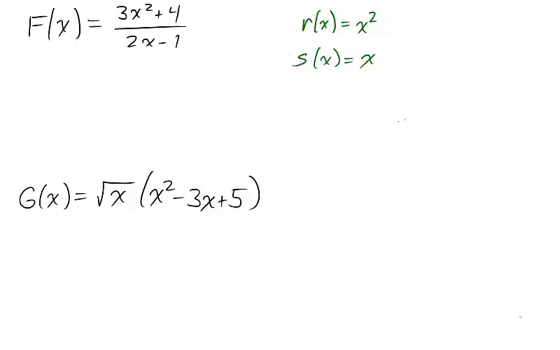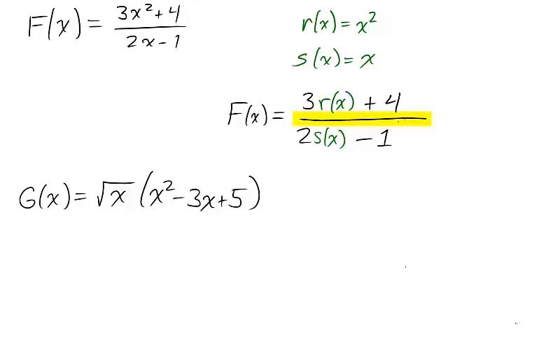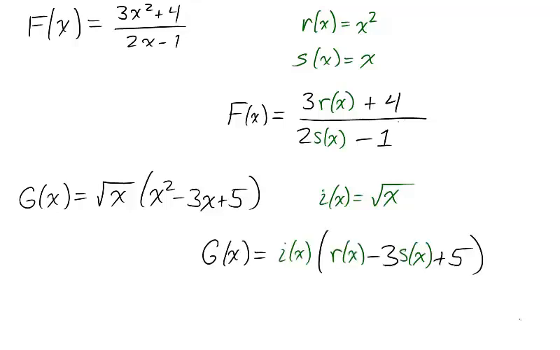One possible decomposition of f is into r and s. We can then use the quotient, sum and difference, and constant multiple combinations to construct f from r and s. One possible decomposition for g is into the pieces r, s, and I, where we can use the product, sum and difference, and constant multiple combination to construct g from r, s, and I.